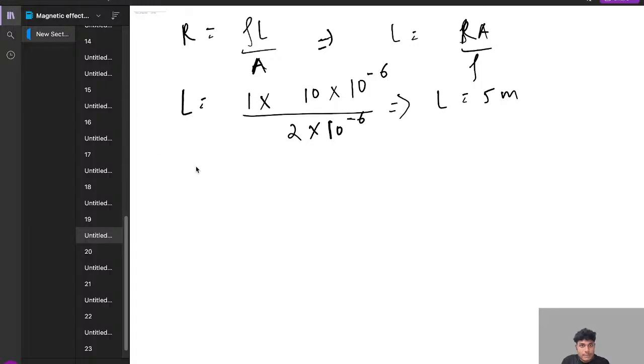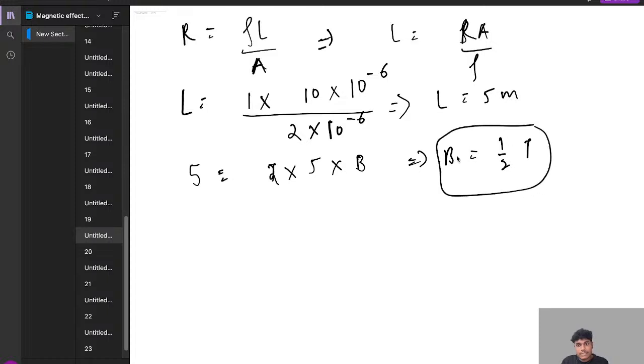Now put the values in the equation, we get 5 is equal to I into L into B, that is 2 into 5 into B. Right? From here we get B is equal to 1 upon 2 Tesla, that is B is equal to 0.5 Tesla.